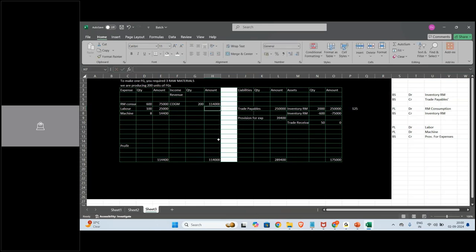Let me book that entry here. Now I'm booking that entry. Debit your inventory finished goods. Credit your COGM, which is cost of goods manufactured.